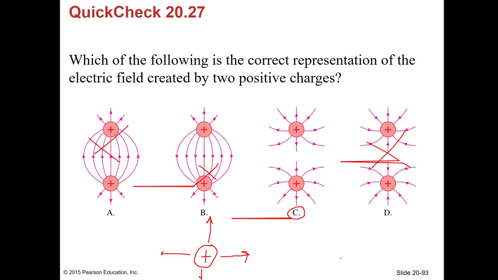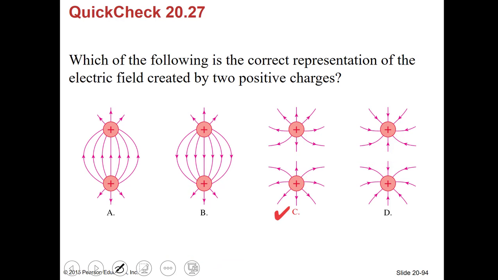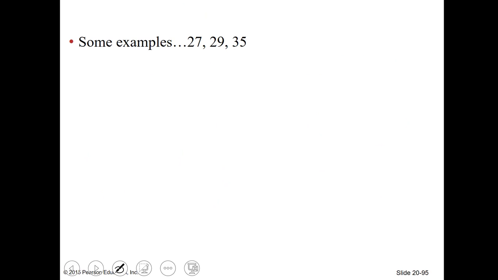Okay, here right in the center, actually the electric field would be 0 right here between them. They are canceling out. Okay, good. So choice C, always going away. So these examples will be on another video I'm making called Homework Help 1 video.